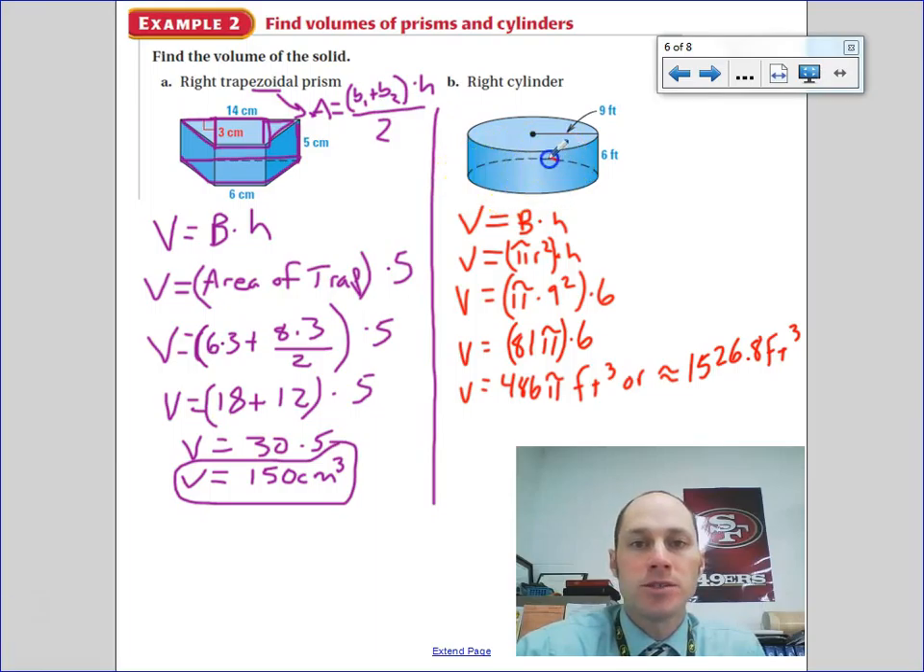So as we can see in this right cylinder, we've got a base shape of a circle times the height, so area of base times height. That'd be pi r squared times height, so pi times 9 squared times the height of 6 gives us 486 pi feet cubed, or approximately 1,526.8 feet cubed.